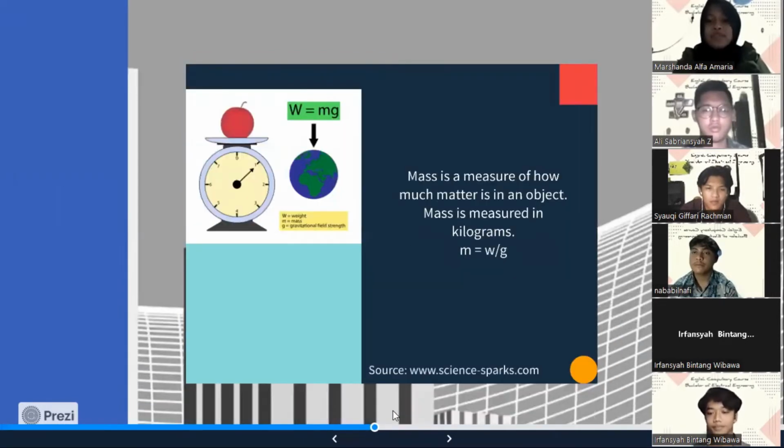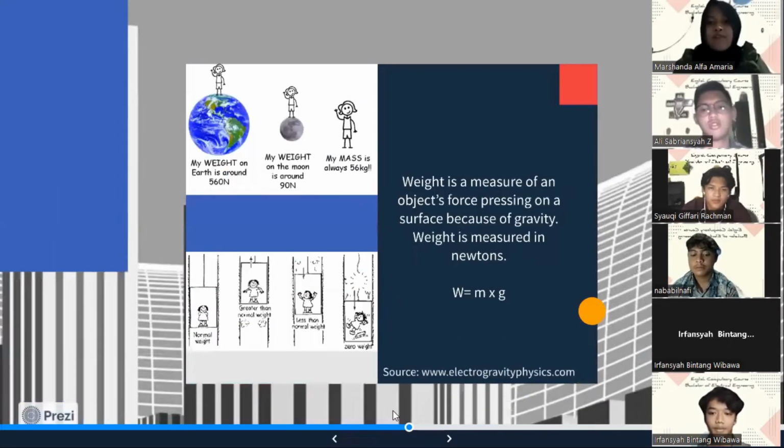And then, what is mass? Mass is a measure of how much matter is in an object. Mass is measured in kilograms. And also weight. Weight is a measure of an object's force pressing on a surface because of gravity. Weight is measured in newtons.